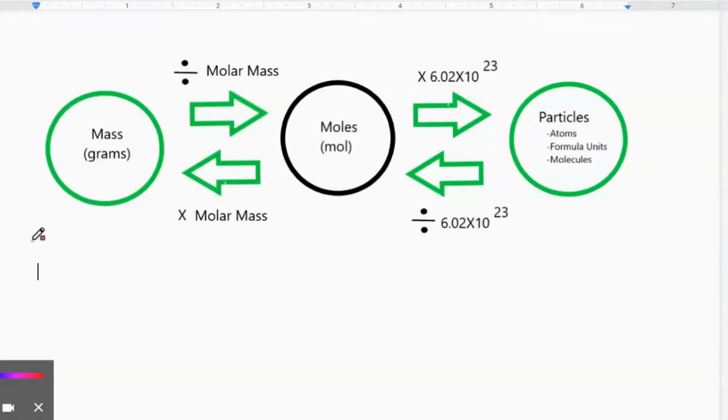Now I'm going to show you how to solve this same problem using the mole map. Okay, so now I'm going to show you how to convert 2.5 grams of sodium chloride to particles of sodium chloride using this mole map.